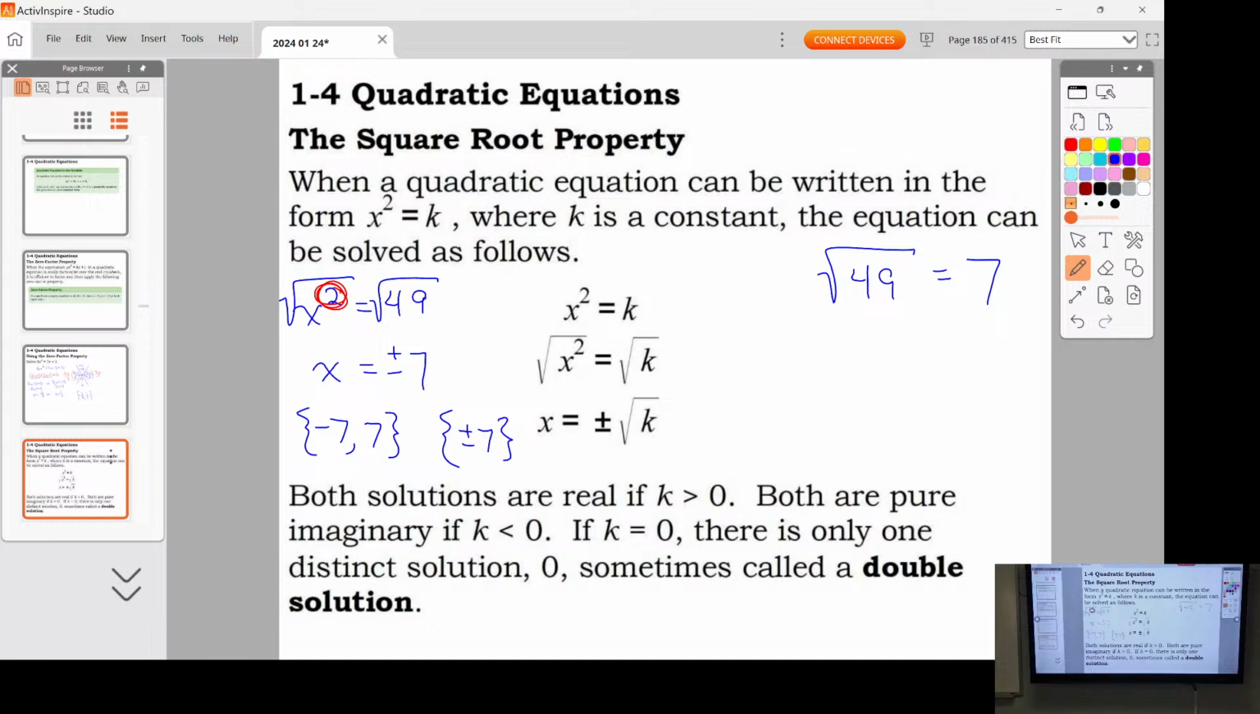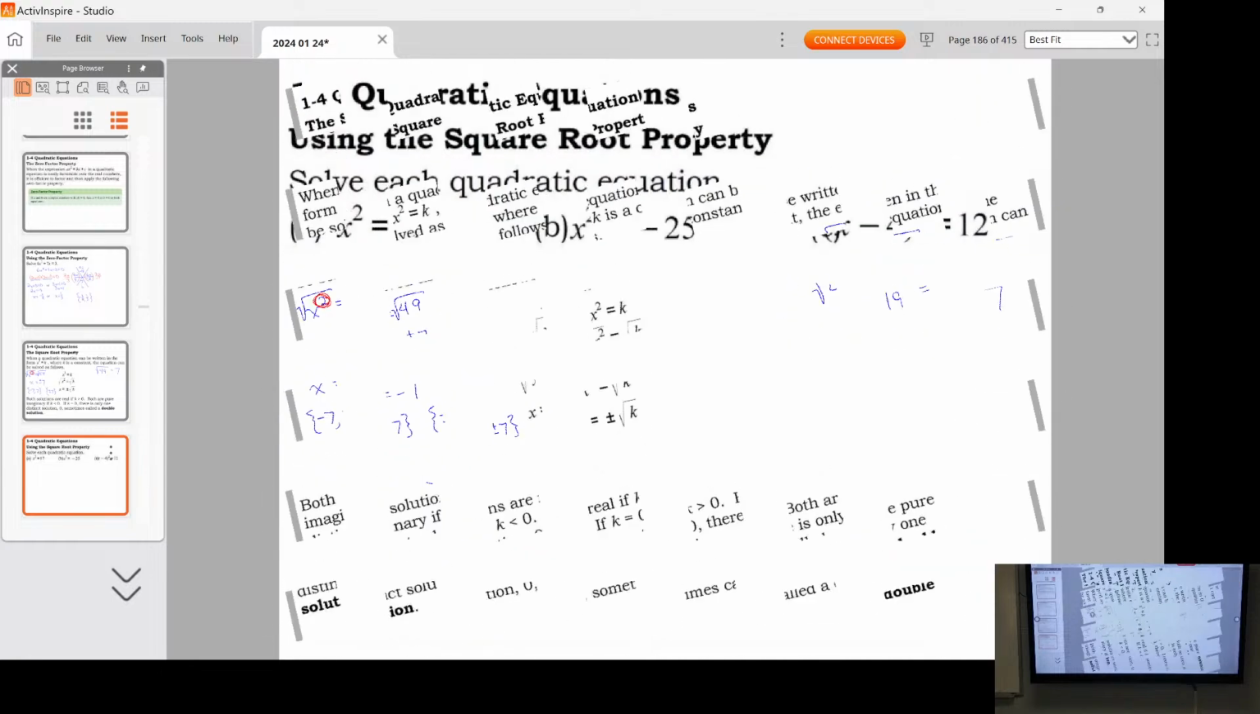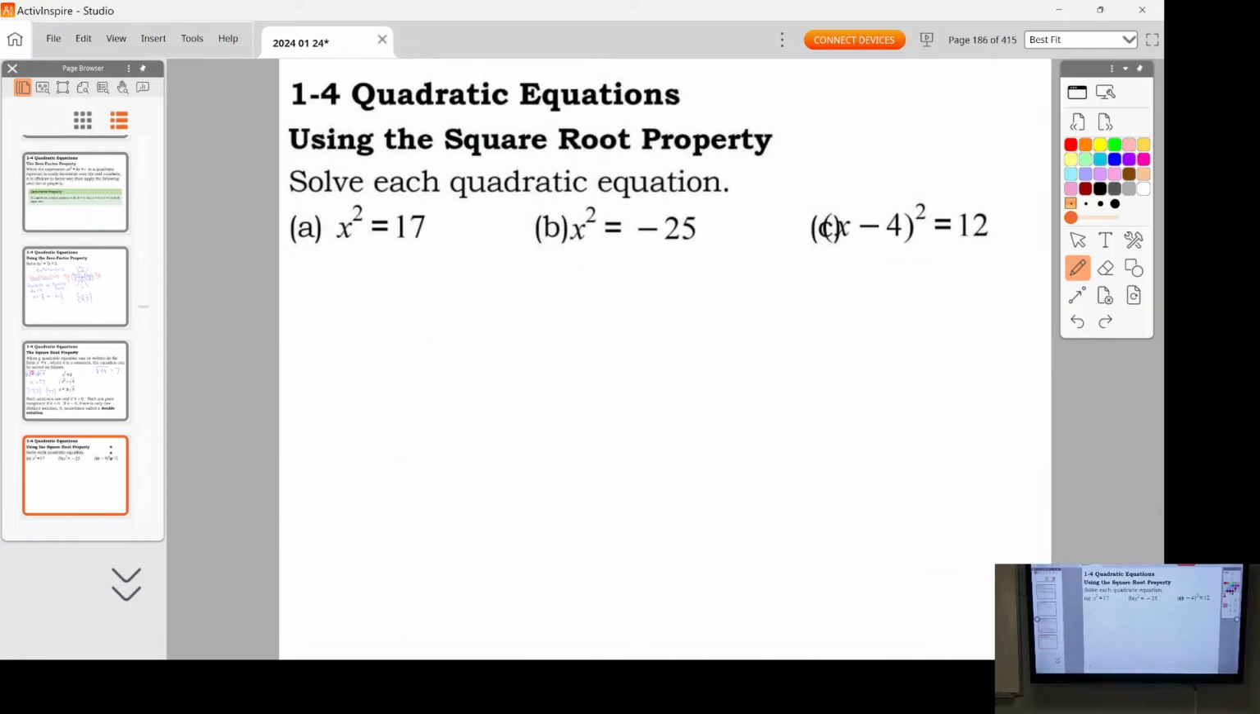Any questions on this? Solving a quadratic. It's a second degree polynomial, therefore there are two answers. Okay. X squared equals 17. I want to know the value of x.